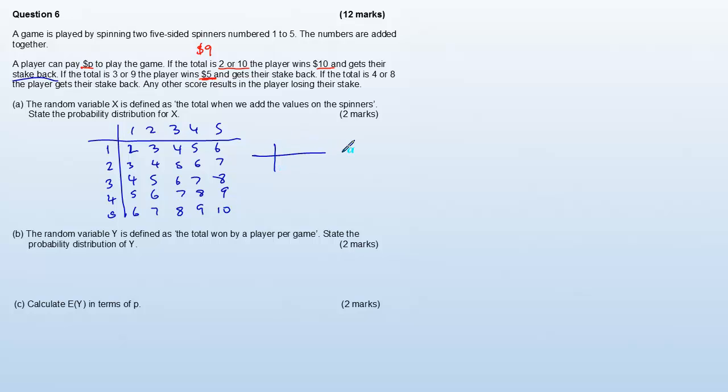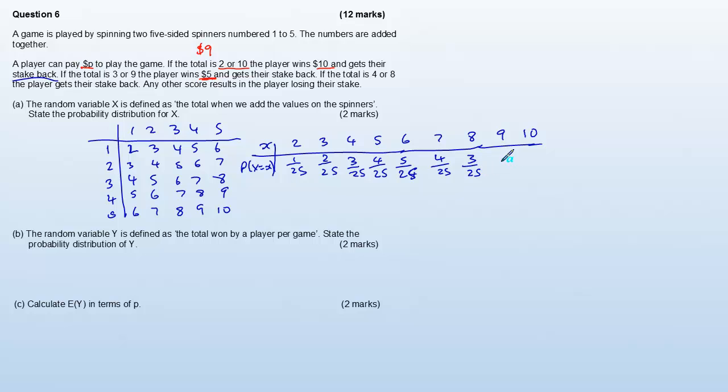So a distribution of x, and then we've got the probability x is x, and we can see we've got values 2, 3, 4, 5, 6, 7, 8, 9 and 10, and the probabilities are all out of 25, so it's 1 out of 25, 2 out of 25, 3 out of 25, and the 6s are the most, aren't they? So it's 4 out of 25, 5 out of 25, and then it goes down again. So 4 out of 25, 3 out of 25, 2 out of 25, and 1 out of 25.